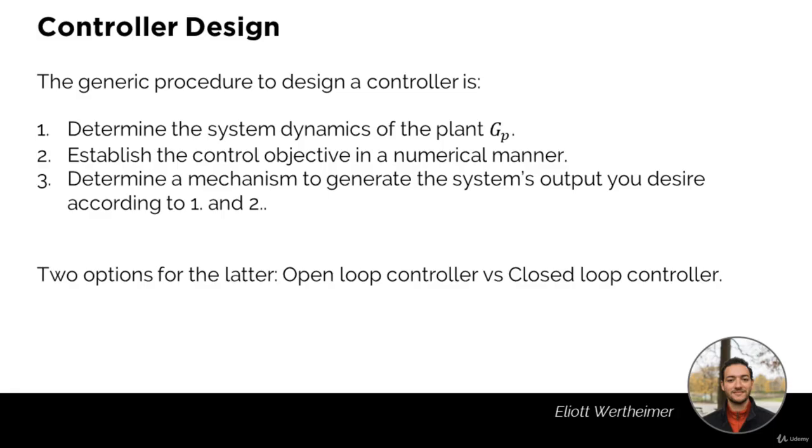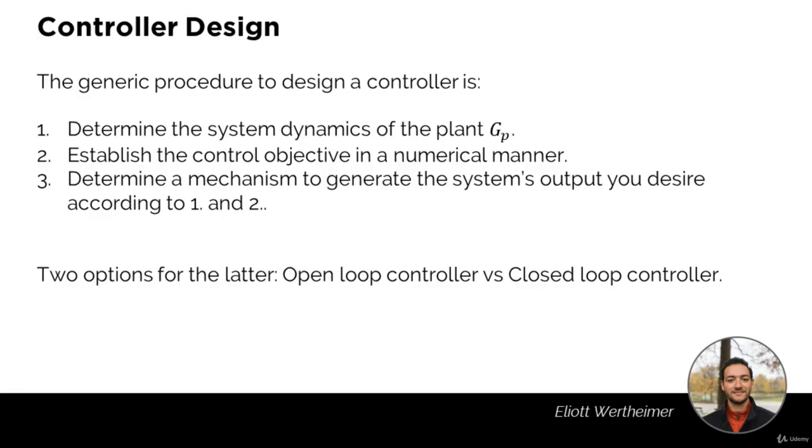For example, say we want to keep the car going at 25 kilometers per hour for, let's say, 2 hours. This is a numerical control objective. It's something that you can reach mathematically, clearly. Third, you have to determine a mechanism to generate the system's output you desire according to 1 and 2. So you have to find the best way to control your system in a way that will satisfy the objectives you want and will fit the transfer function of the system.